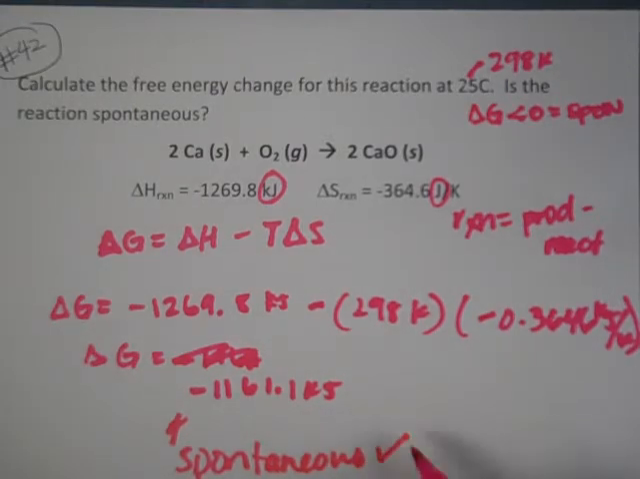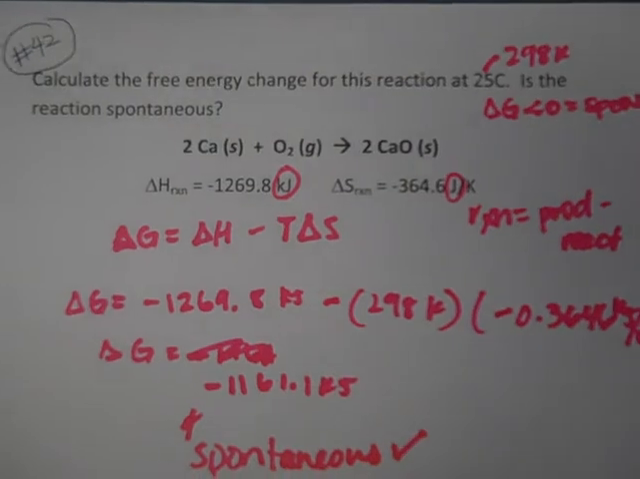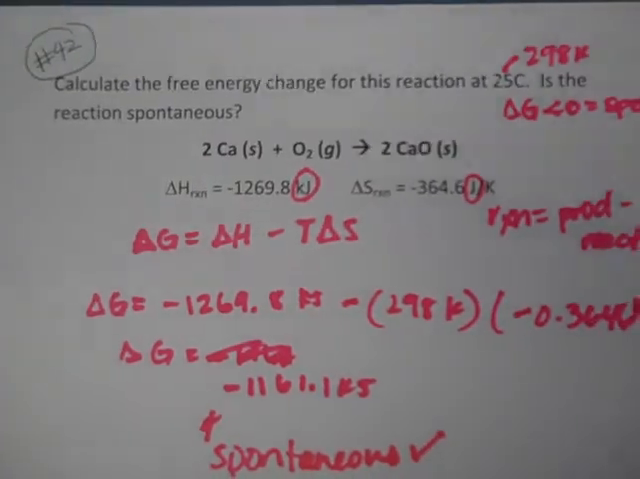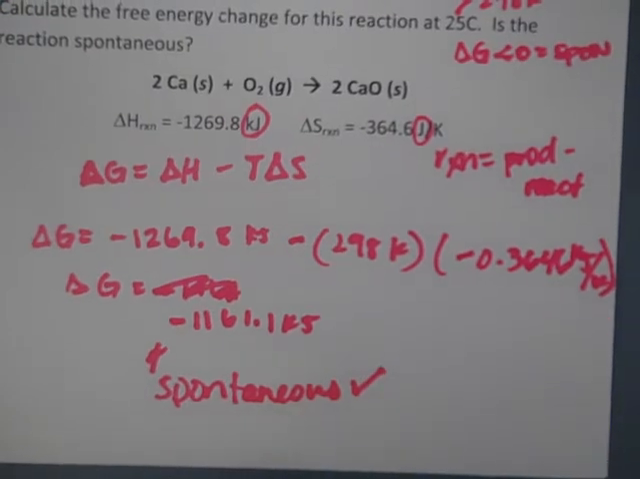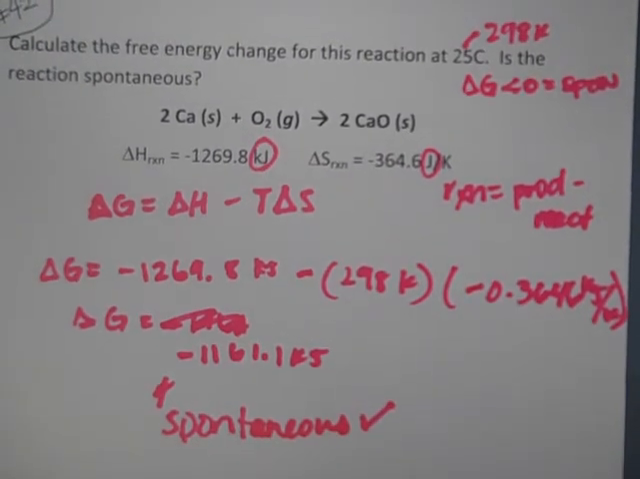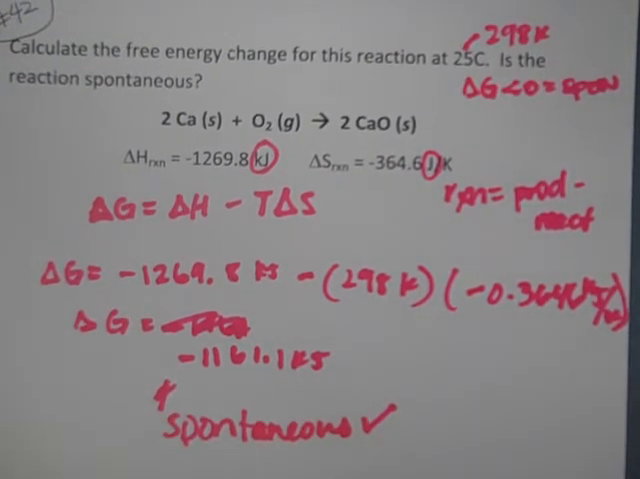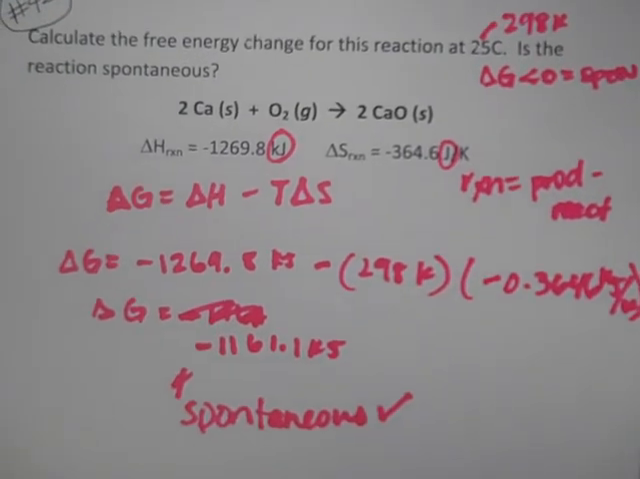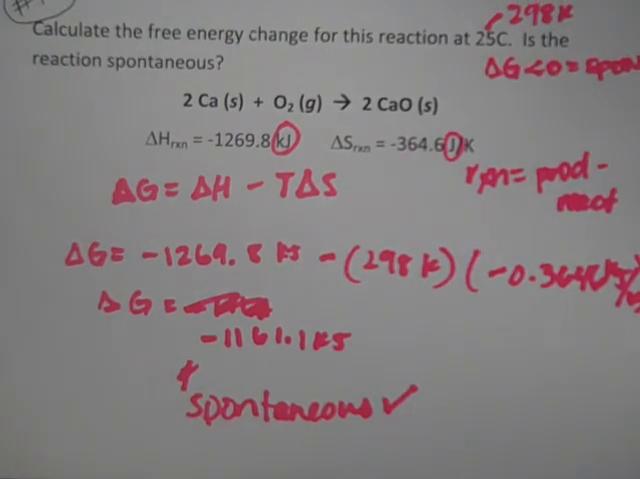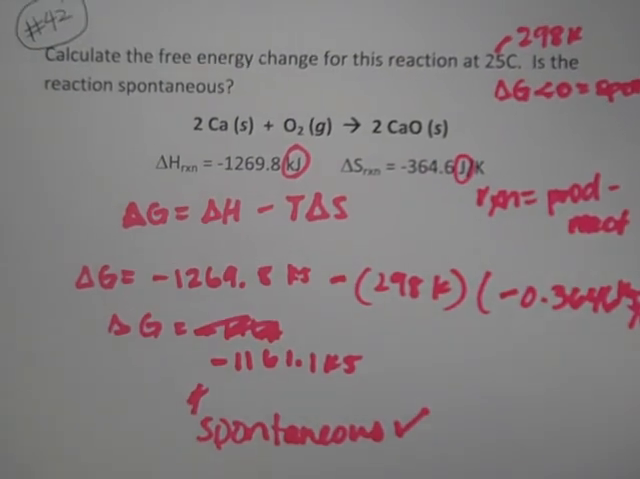Let's say spontaneous, check. I just wrote spontaneous. All right. So we have the negative 1161 as our kilojoules. Now, you could have converted the kilojoules over here for delta H to joules. That would have also been correct, but I just typically convert it this way.